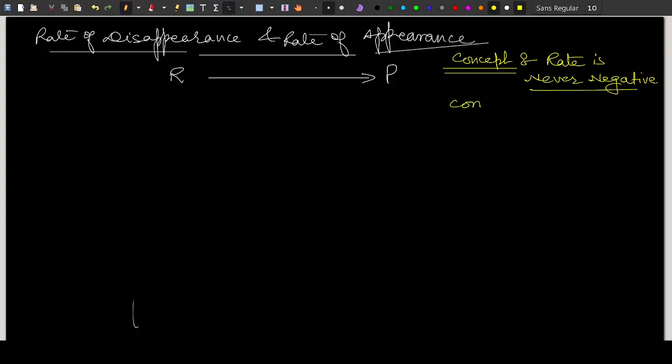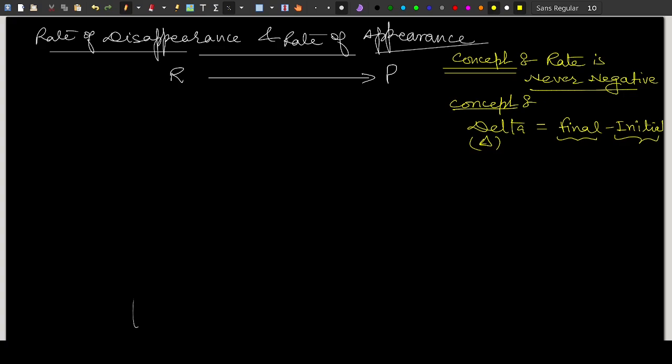The second concept: here, delta, which is symbolized as this, is final minus initial. This is the mathematical funda that delta always means final minus initial. Usually in science, when we write delta, it means final minus initial, and the rate of the reaction is not possible to write as negative.